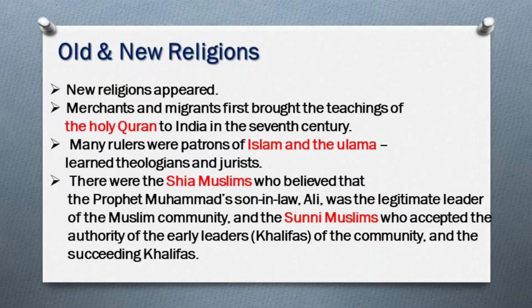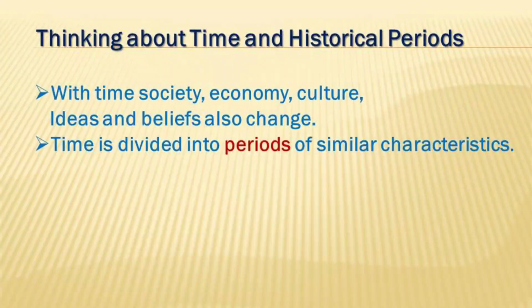That was the difference. Thinking about time and historical periods. Within a span of many years, or by the passage of time, there will be many periods in history. So when we divide time, we can divide history into various divisions. With time, society, economy, culture, ideas and beliefs also change. Time is divided into periods of similar characteristics. Listen, time is passing, and by the passage of time there will be change in everything. So, on the basis of similar features or characteristics, history is divided into various periods. Let us see them.